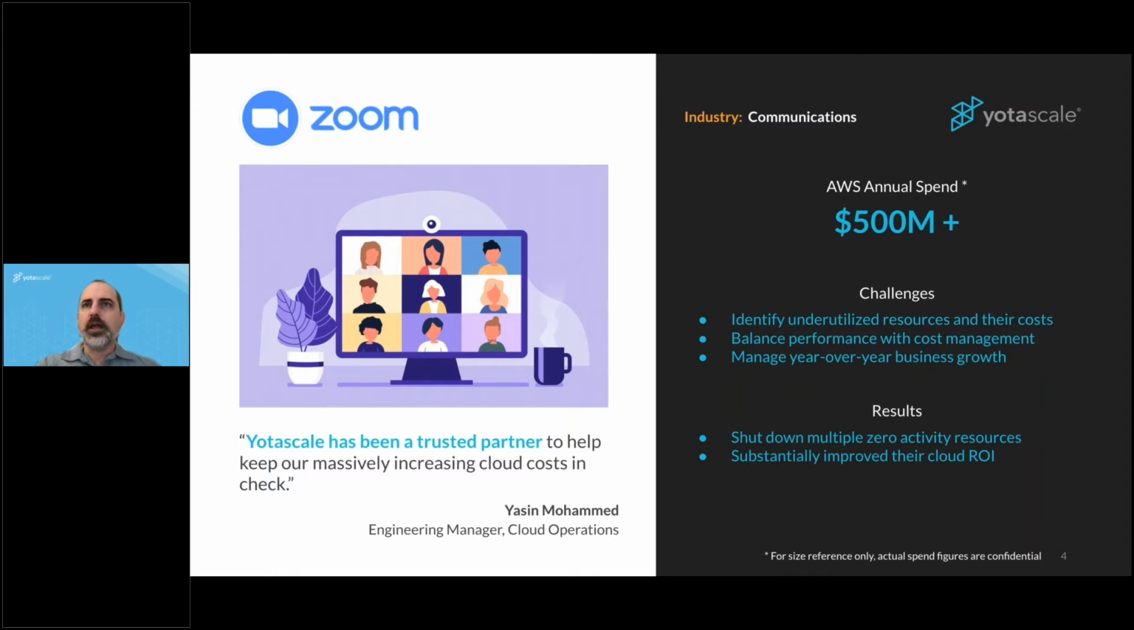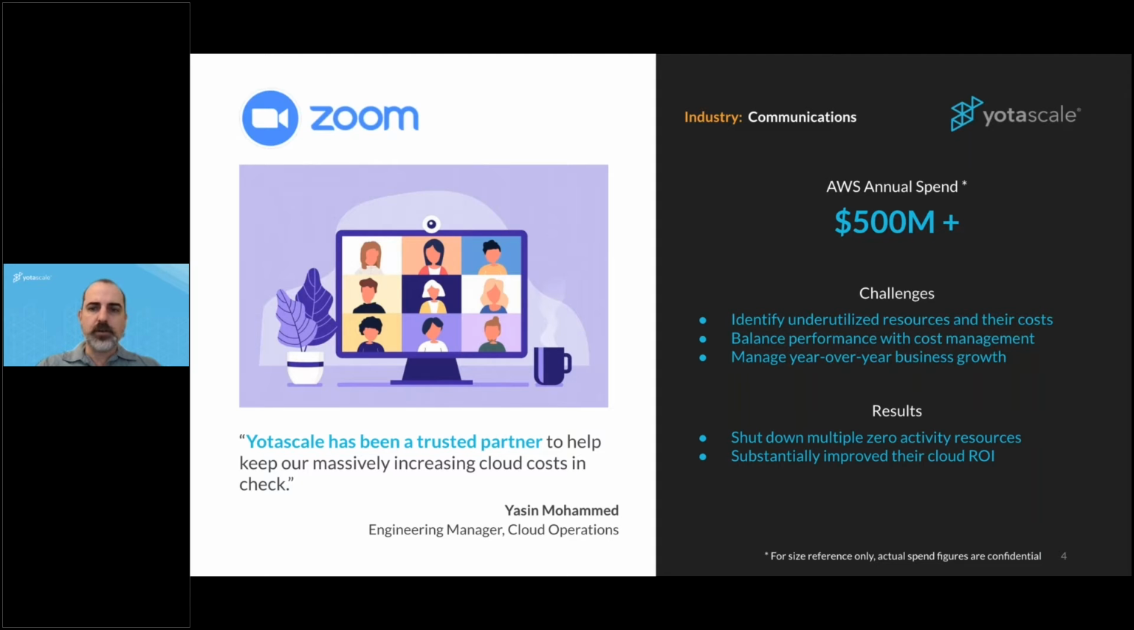Their annual spend, as you can see on here, is north of $500 million. So that's a lot of money that they're spending overall. And so for them, one of the challenges is that they charge on a per head basis, but essentially you can consume as much data as meetings that you have, and so they have to really keep a close eye on their infrastructure costs to make sure that model still makes sense.